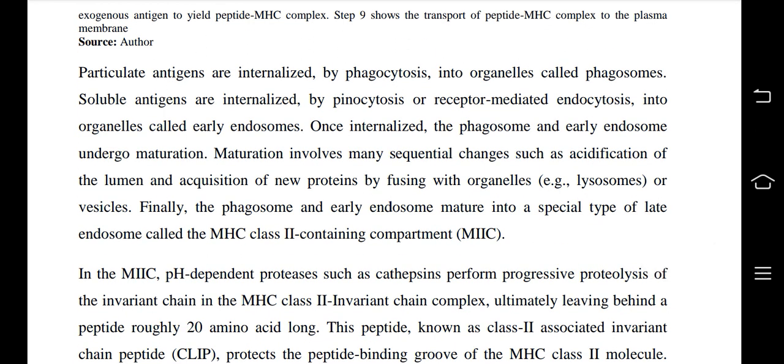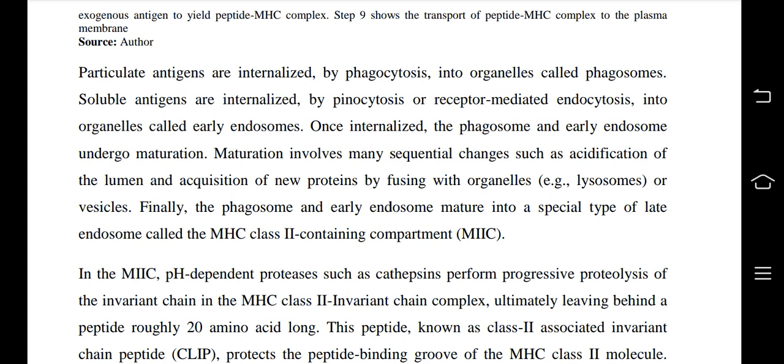Particulate antigens are internalized by phagocytosis into organelles called phagosomes. Soluble antigens are internalized by pinocytosis or receptor-mediated endocytosis into organelles called early endosomes. Once internalized, the phagosome and early endosome undergo maturation. Maturation involves many sequential changes such as acidification of the lumen and acquisition of new proteins by fusing with organelles or vesicles of lysosomes.